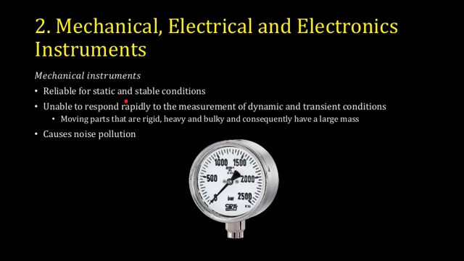Now, mechanical instruments are generally reliable for stable and static conditions. They are used to respond rapidly to different dynamic and transient conditions also. Some of the instruments are rigid, heavy and bulky and have large mass, and some instruments cause noise pollution also during their operation. And this is an example for mechanical instrument, which is a fuel gauge. This is an analog type of instrument which has different readings or divisions here. So it will be moving continuously along these readings. So this is an example for analog type of instrument also.